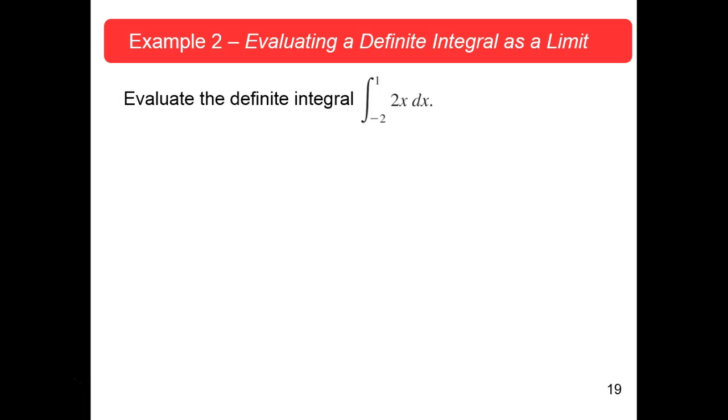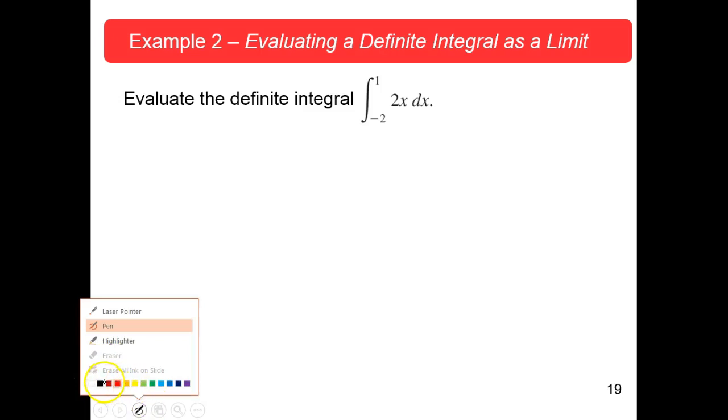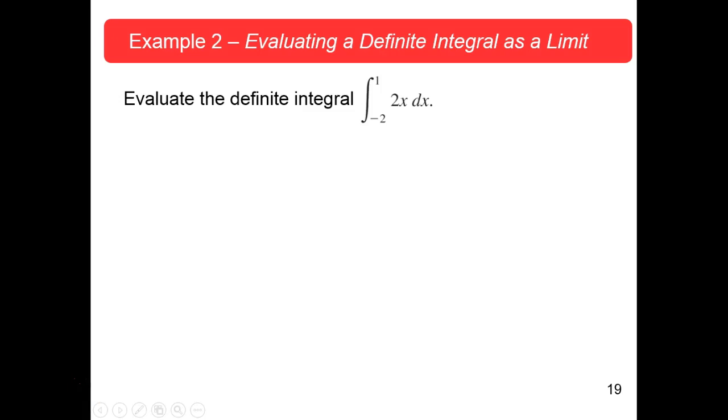Here's the definite integral: integrate from -2 to 1 the function 2x dx. Okay? Now, number one, 2x is integrable everywhere on the real number line. There's no problem with it anywhere. Specifically, it's integrable on this interval from -2 to 1. That's what we're interested in, because it's continuous everywhere, including from -2 to 1.